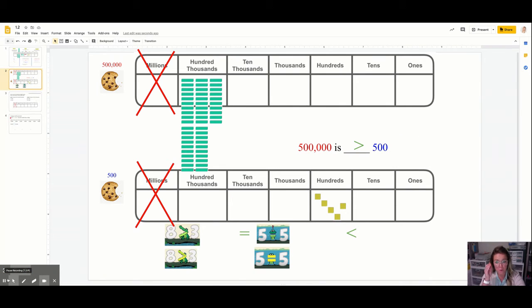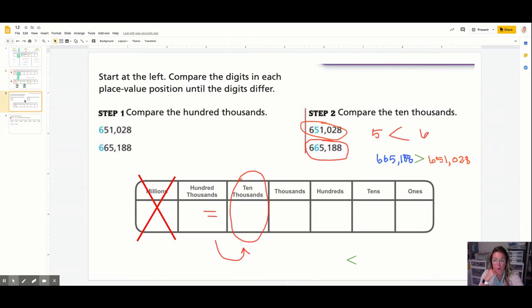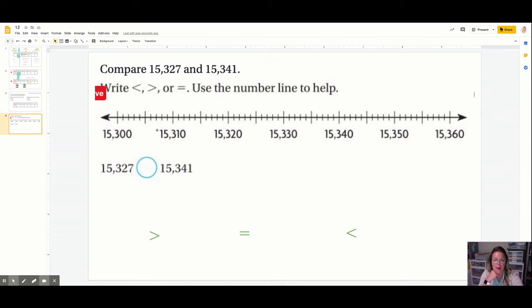So to review, we can use the place value chart to insert our symbols or draw them in to compare our numbers. We can use the standard form and simply move from left to right. And as we do that, we start to see differences and we're able to compare which one is greater than or less than. And a final strategy would be using a number line, as in this example.